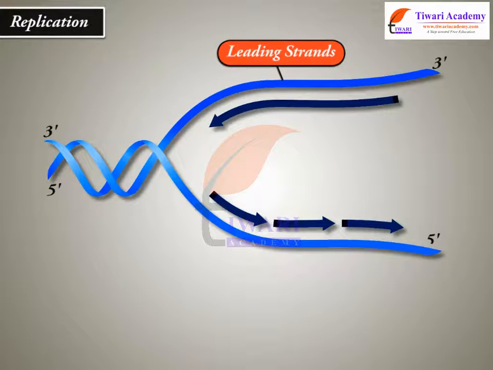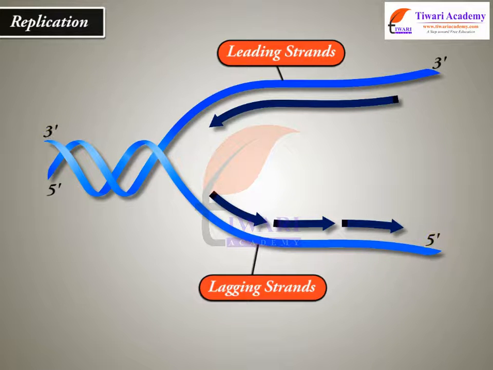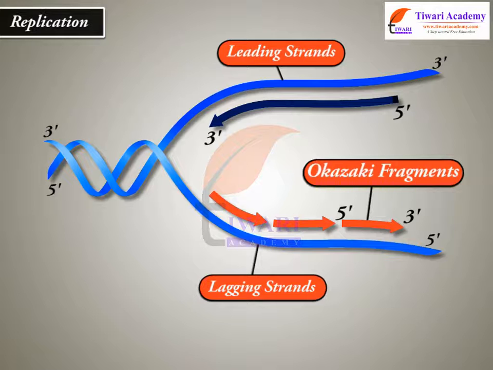DNA polymerase joins nucleotides in a 5'-3' direction on the leading strand. However, DNA polymerase does not elongate a DNA strand in a 3'-5' direction. Therefore, the 3'-5' strand, called the lagging strand, is synthesized in short segments in a 5'-3' direction. These short segments placed on the lagging strand are Okazaki fragments and are ultimately joined together by the enzyme DNA ligase to form a new DNA strand.